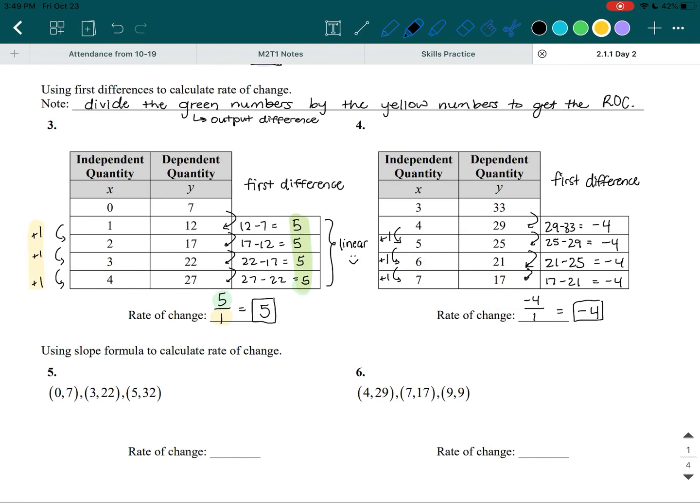So the output difference is subtracting your dependent quantities, okay? So those are all the green numbers that we did. And the yellow numbers, we can call that the input difference. Okay, so the yellow numbers would be subtracting your independent quantities to get this yellow stuff over here. And then the output difference would be the numbers you get when you subtract your dependent quantities.